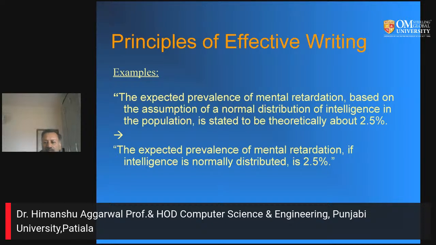So, original sentence was: the expected prevalence of mental retardation based on the assumption of normal distribution of intelligence in population is stated to be theoretically about 2.5%. It can be simply written as: the expected prevalence of mental retardation if intelligence is normally distributed is 2.5%. So this sentence can be rephrased like this, and it makes it much simpler to read, much more meaningful, and much more understandable. Next, please.